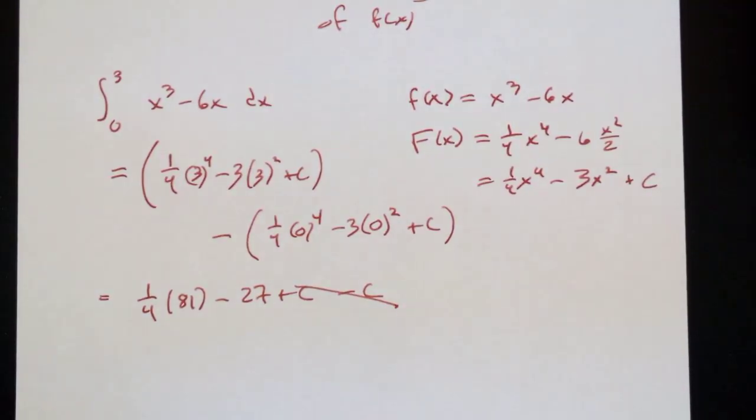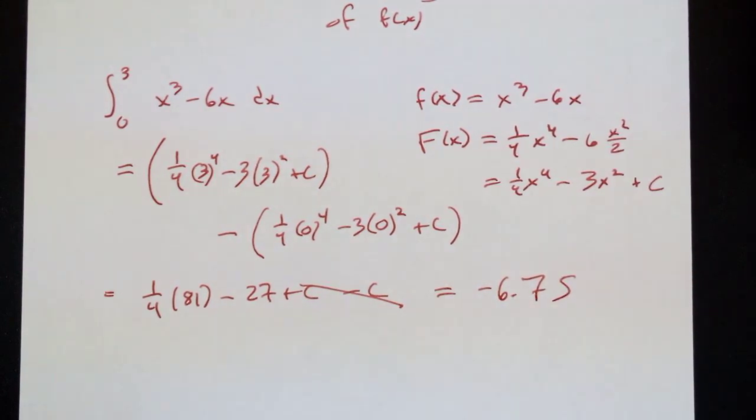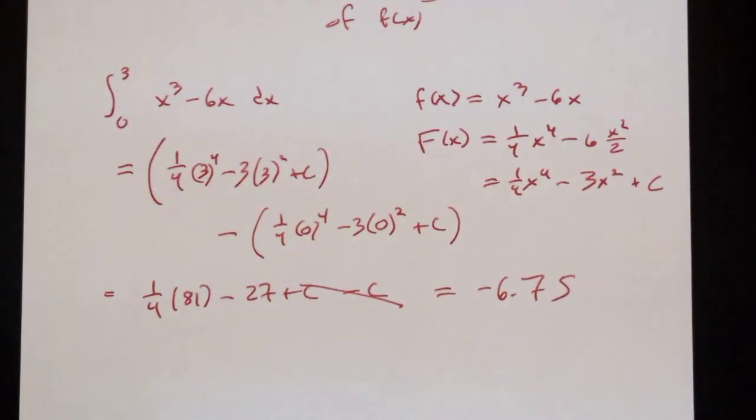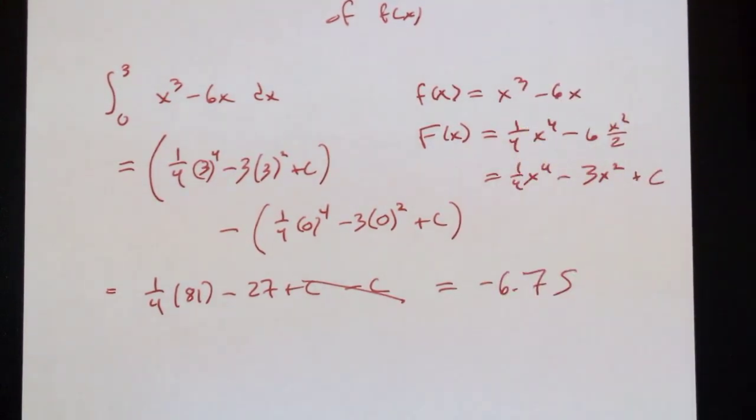Now, if you go back and look at Monday's notes, you will see that we had 81/4 minus 27, and we got negative 6.75. Two minutes start to finish versus 30 minutes of Riemann sums. Now you know why I say I can do without him. The fundamental theorem of calculus says I never have to do a Riemann sum again, provided I can find an antiderivative.